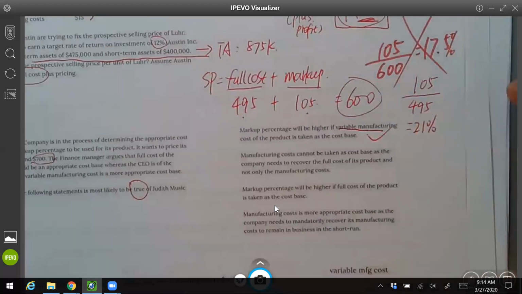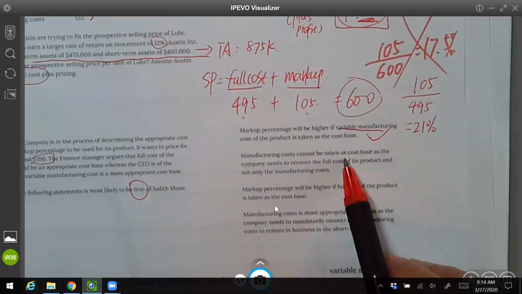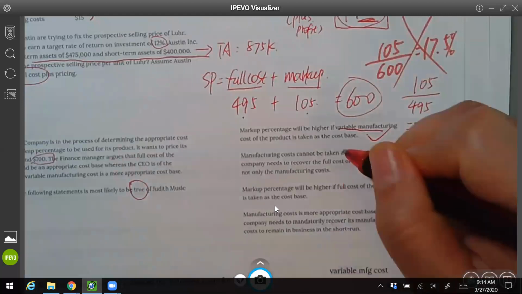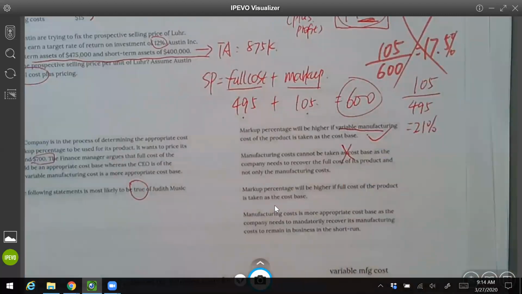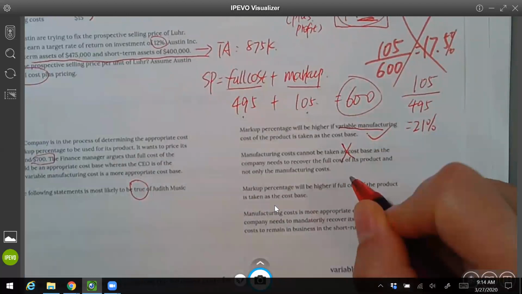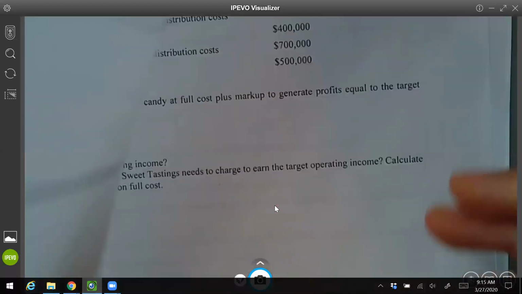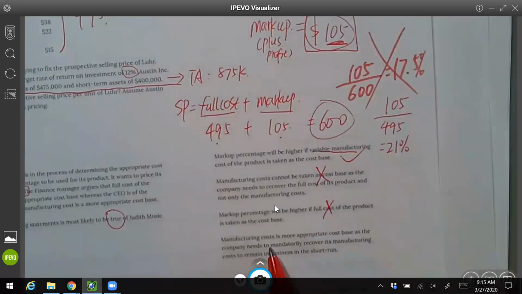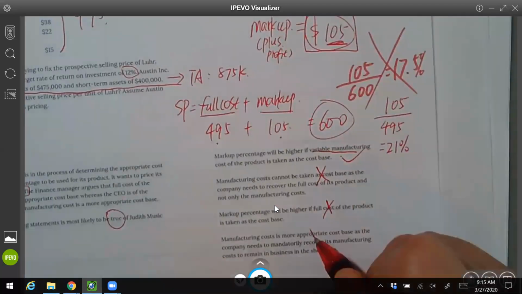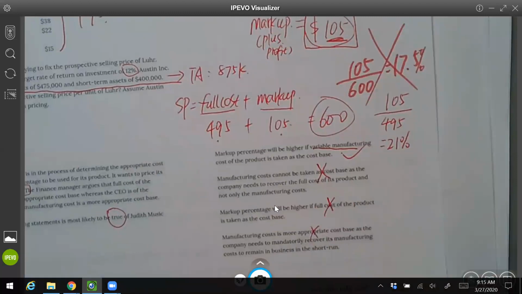Manufacturing cost cannot be taken as a cost. No, we said that you can do whatever you want to do. Actually, it doesn't really matter. Markup percentage will be high if full cost. No, if we use the full cost, it will be low. Full cost, your markup percentage is the lowest one. Okay, manufacturing cost is more. No, we said in reality we should use a full cost. Okay, so answer is A then.